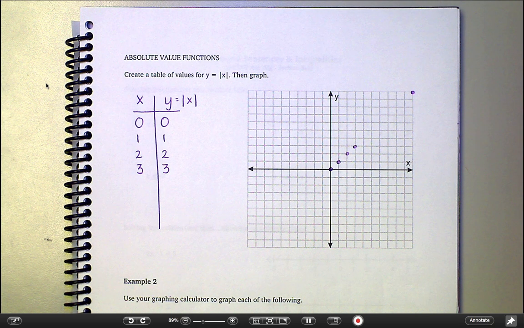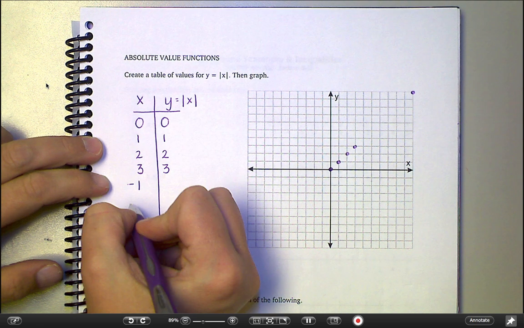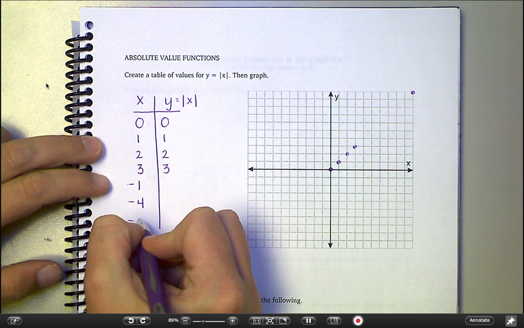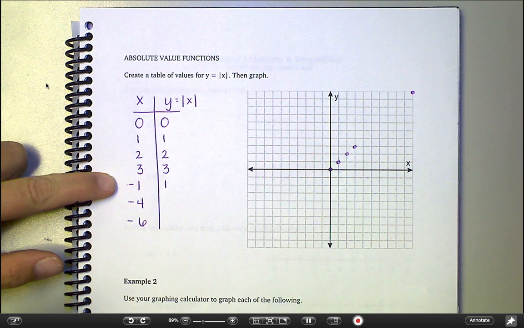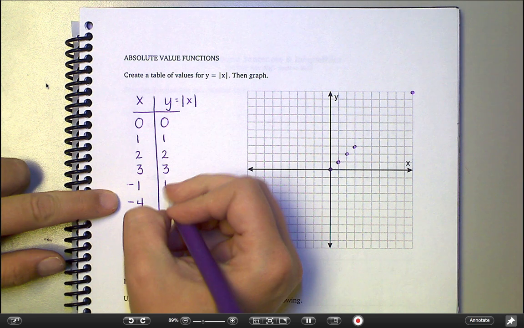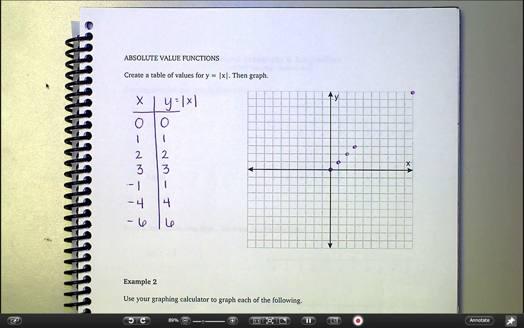So what's really interesting about this graph, though, isn't shown so far in our table. It's what happens when the numbers turn negative. So if I put in a -1 or a -4 or a -6, -1 is 1 space away from 0. -4 is 4, and -6 is 6 spaces from 0. So really what I'm doing is knocking the negatives off there. That's what absolute value is good for.